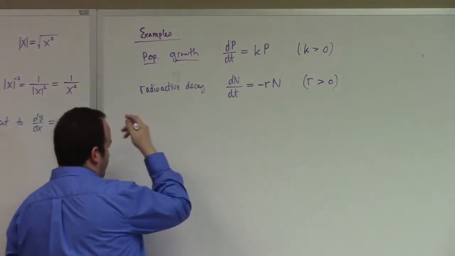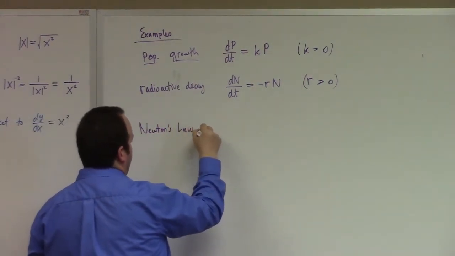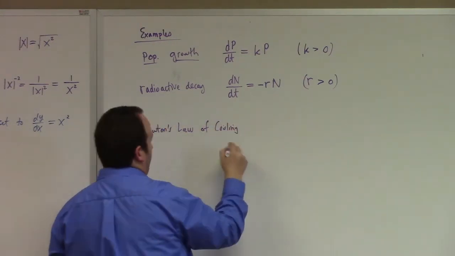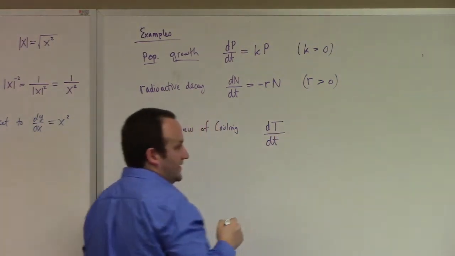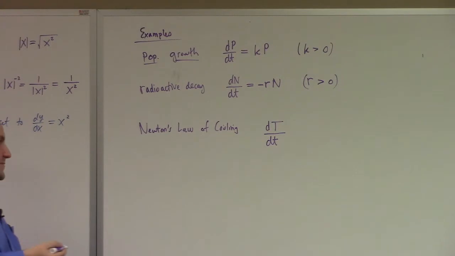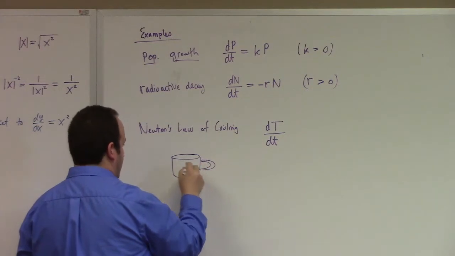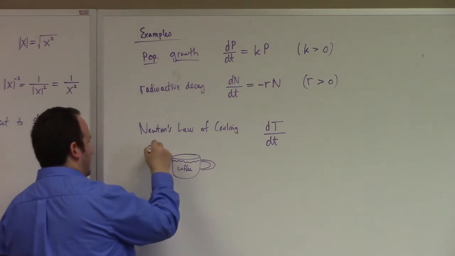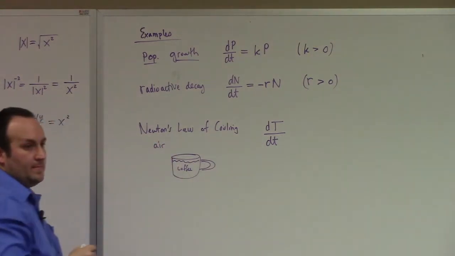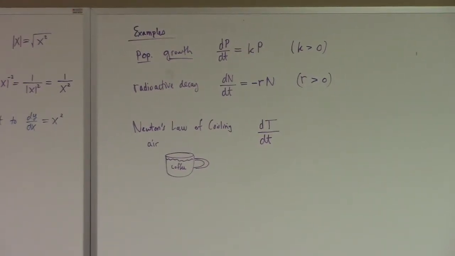You can talk about Newton's law of cooling. What's Newton's law of cooling say? So dT/dt, big T is the temperature, little t is time. So we talk about some object, like a cup of coffee as usual, right? And you've got some coffee in here, and then out here you've got air. And as you know, if you have a hot cup of coffee, what does it do? It cools, right?